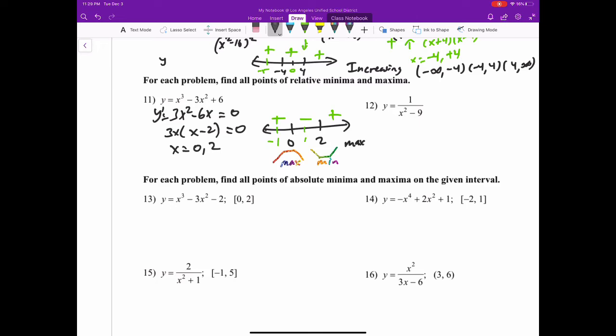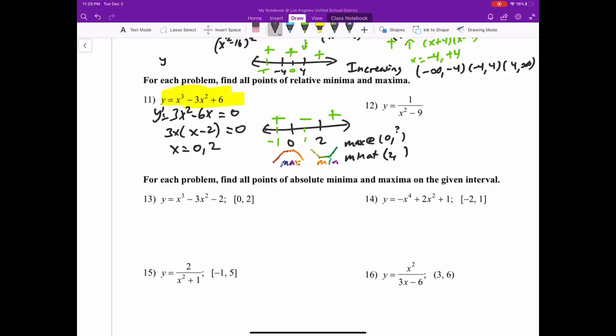Max at, when x is 0, but what's our y value? And we have a min at 2, but what's my y value? So where do we get these values from? Remember, we got to plug them back into my original function here.